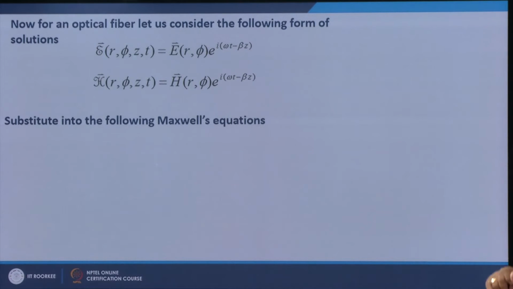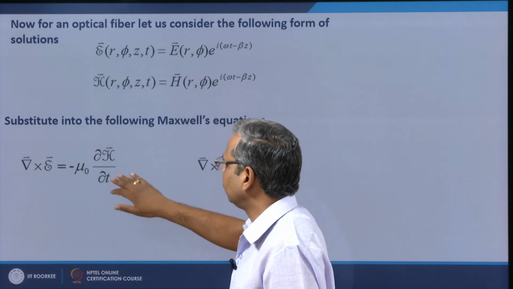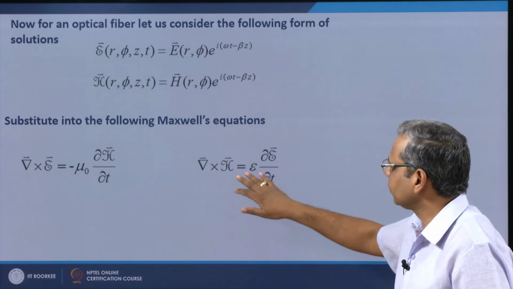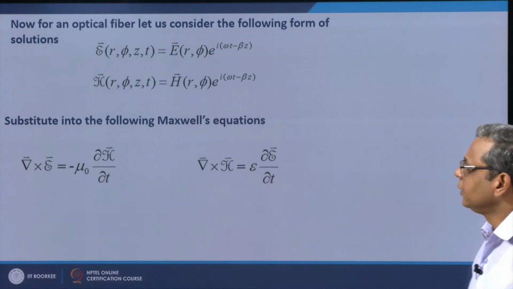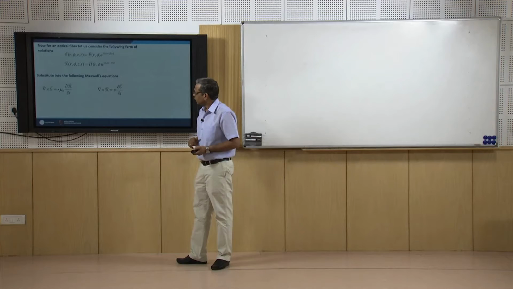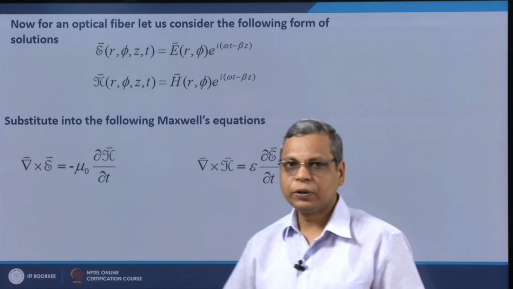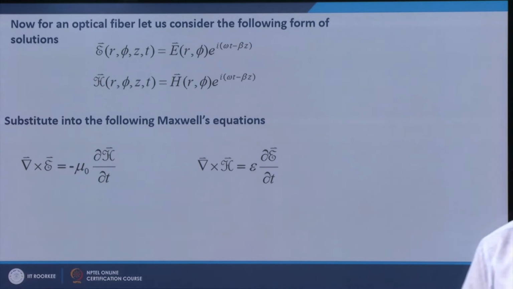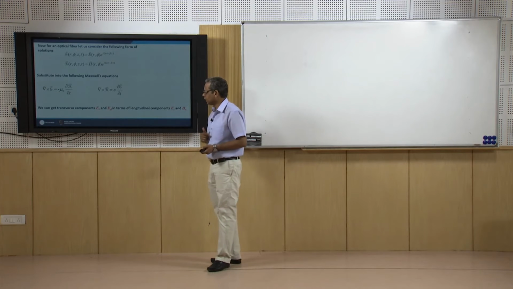If I substitute these solutions into Maxwell's equations, del cross E is equal to minus mu naught del H over del t, and del cross H is equal to epsilon del E over del t, then of course I will get 6 equations. The only thing is that I should now use the cylindrical polar coordinate system r, phi and z and see what these 6 equations are.